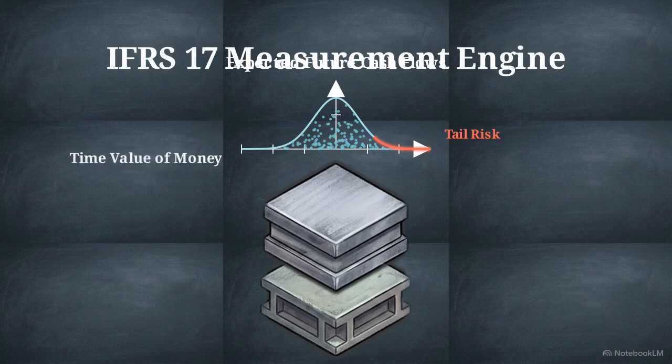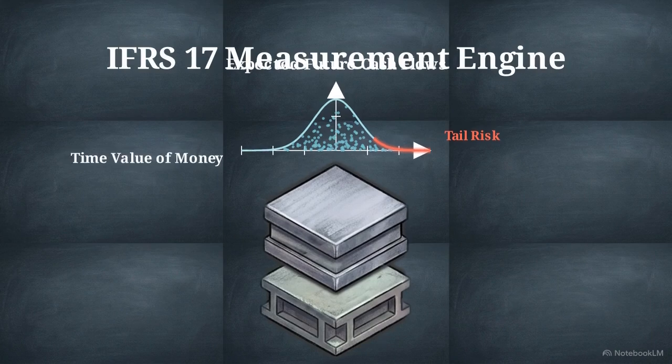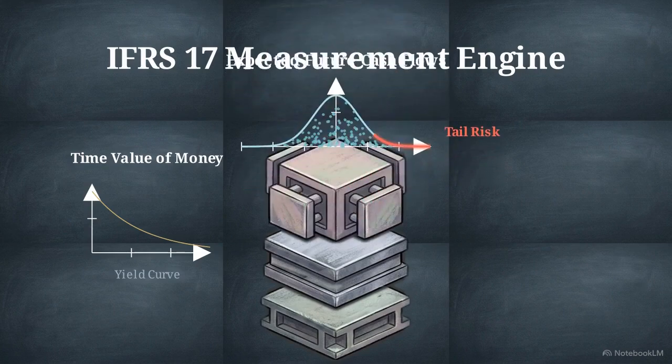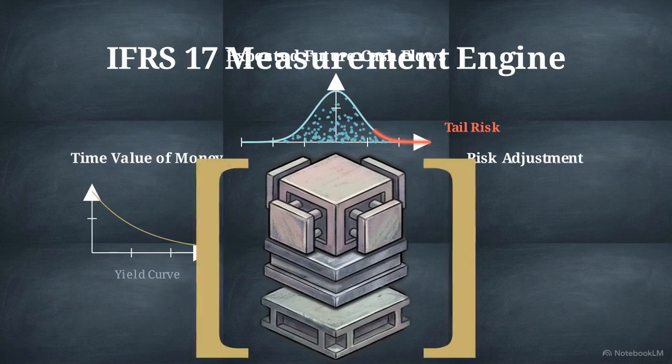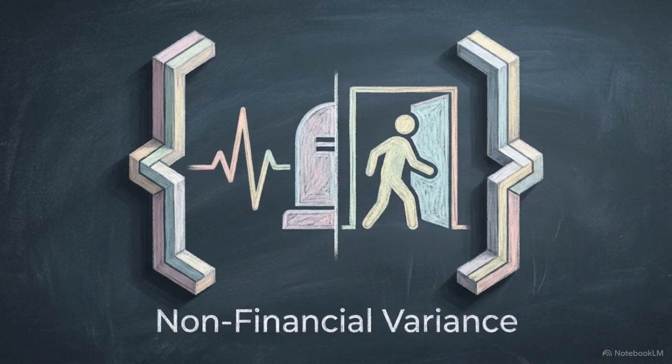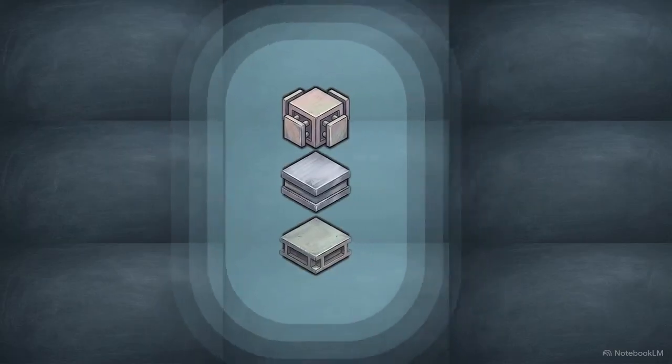The second building block is the time value of money. A yield curve compresses the total height of the cash flows to reflect their present value. These discount rates must align strictly with observable market characteristics, linking the liability to macroeconomic realities. The third element is the risk adjustment. It locks on top, extending the block slightly to create a buffer. This represents the explicit compensation the insurer requires for bearing non-financial uncertainties, like sudden shifts in mortality or unpredictable policyholder lapse behavior. Together, these 3 blocks form the fulfillment cash flows.